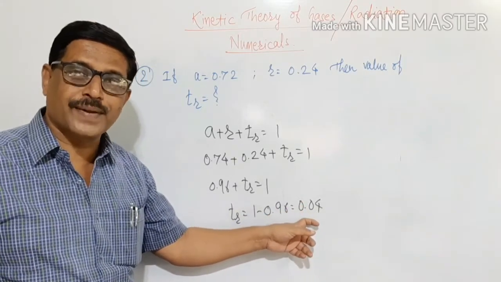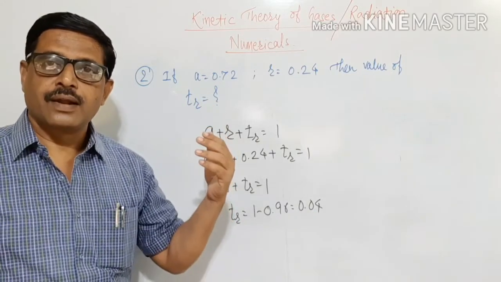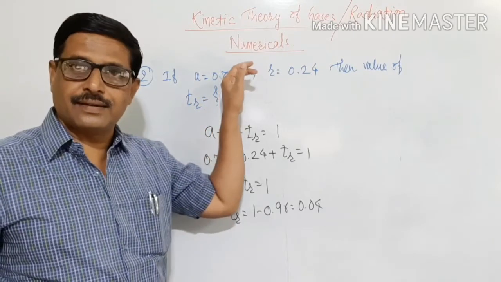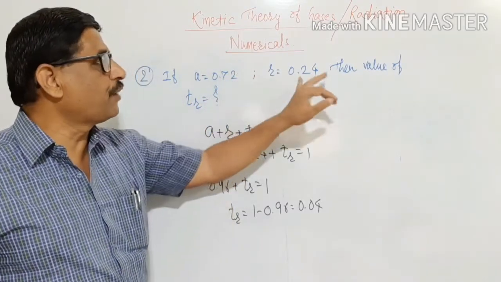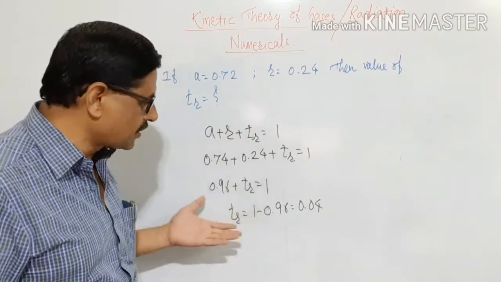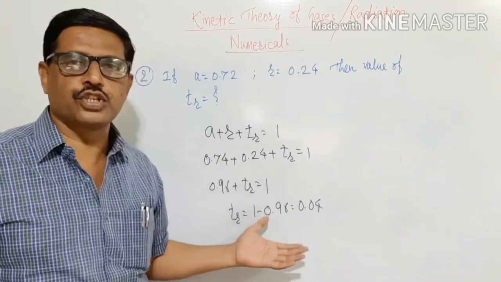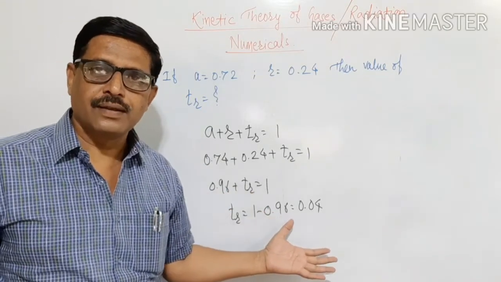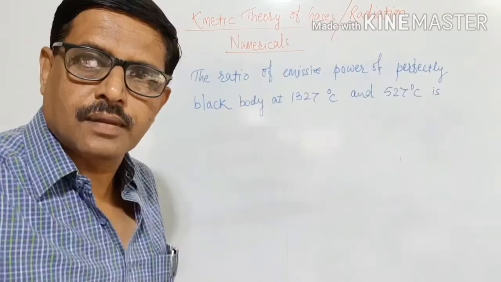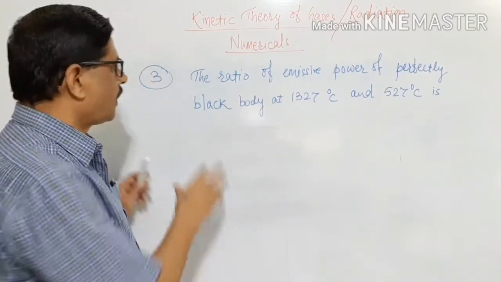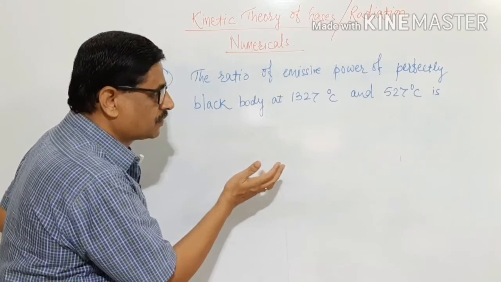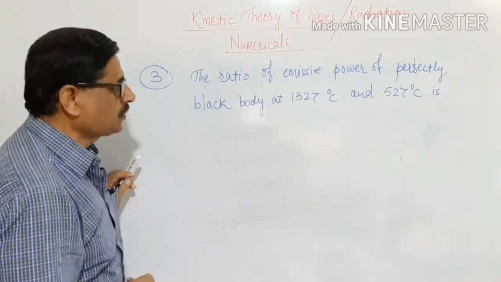It means that 4% of the radiant heat is transmitted by the body, 72% of the radiant heat is absorbed by the body, and 24% of the radiant heat is reflected by the body. This is again a simple MCQ, in which we have to determine the coefficient of transmission. Again, it is a very simple numerical here, which is in the form of a multiple choice question.